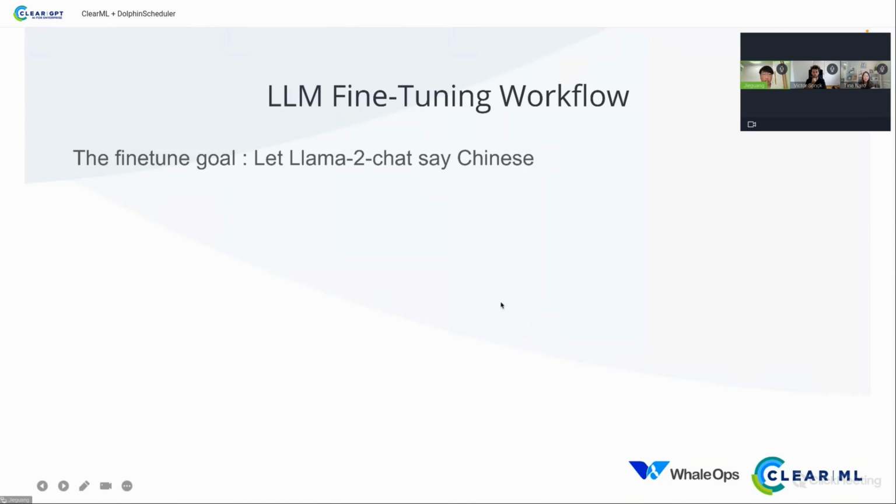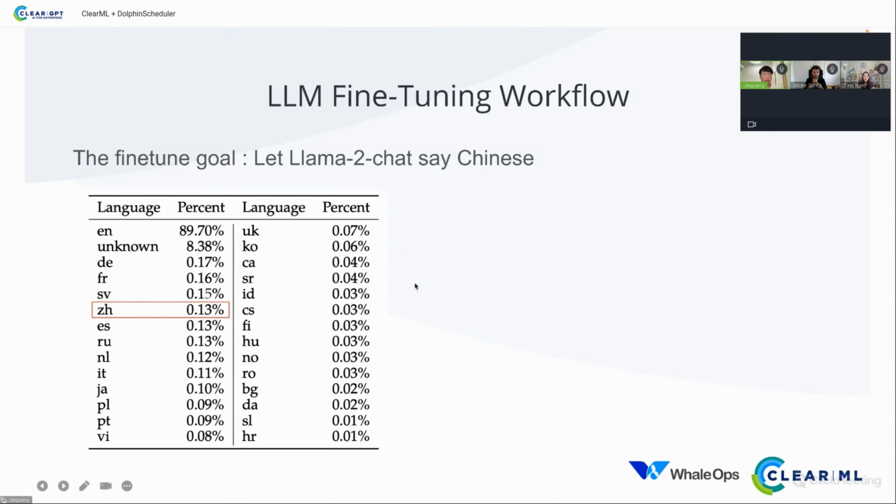The goal of our experiment is to get Llama 2 to speak Chinese. The Llama 2 chat 13 billion model is really powerful, but it's not that great at speaking Chinese, even though it gets what Chinese means. The main reason is that when the model was being pre-trained, there was just not enough Chinese data, only about 0.13%.